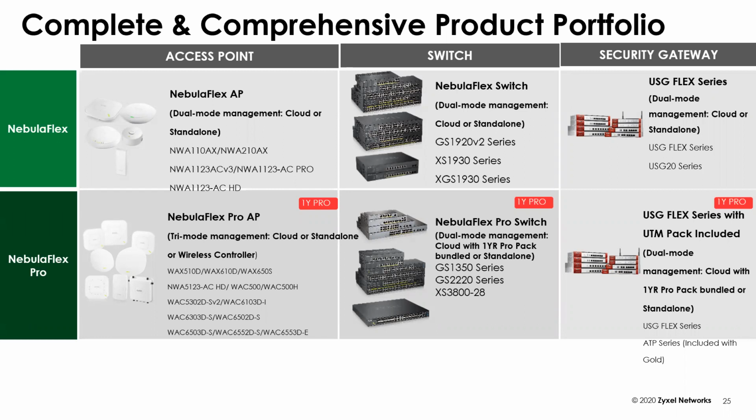And then down here, when we look at Nebula Flex Pro, that would be all of our access points that are basically what we consider the 500 or 5000 series and higher. On the switch side of things, it's the GS1350 series, the GS2220 series, and the 3800s. And then on the security side of things, our USG Flex security gateways, which are bundled with 1 year of UTM services, also will include 1 year of ProPack bundled with them. And then the ATP series will have 1 year bundled with them as well.